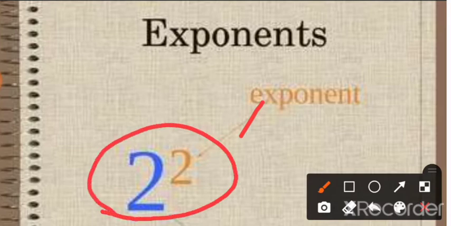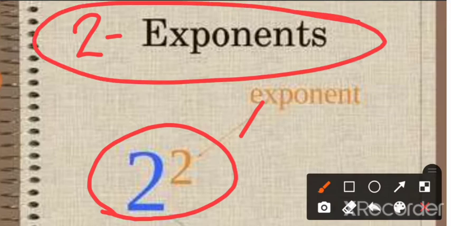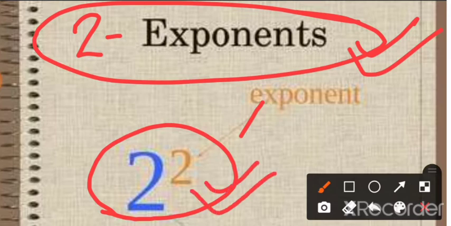Class 8, chapter number 2, exponent. First, what is an exponent? Exponent means we multiply a number 2 times, like 2 multiplied by 2, so the result will be 4. You can also write it as 2 to the power 2. In 2 to the power 2, this 2 means exponent and this 2 means base.